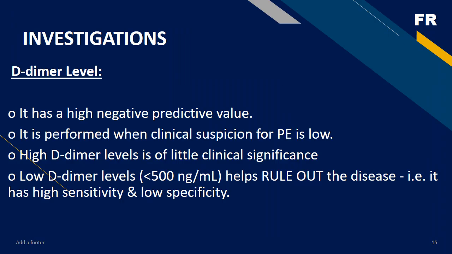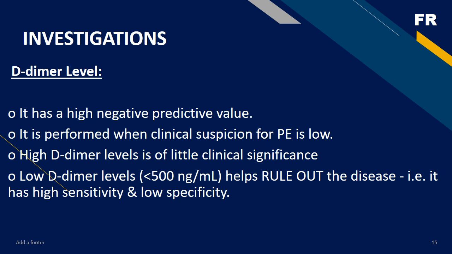D-dimer level has high negative predictive value. It is performed when clinical suspicion for pulmonary embolism is low. High D-dimer level is of little clinical significance because they can be seen in myocardial infarction, congestive heart failure, or pneumonia. Low D-dimer level, less than 500 nanogram per ml, helps rule out the disease, and therefore it has high negative predictive value: if the test result is negative, then it rules out the disease.